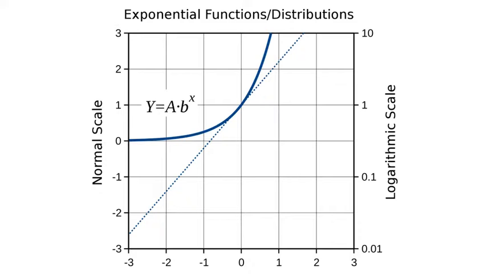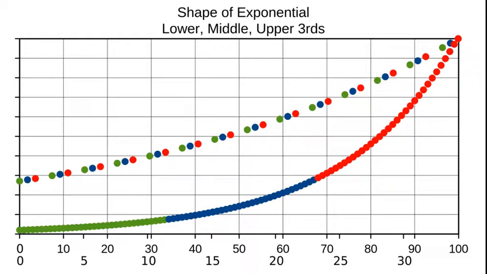A nice feature of the exponential function is that if you plot its vertical axis logarithmically, you linearize it, and that can give you a greater resolution of how it behaves over a range of values. Now, a second nice feature of the exponential function is that it is consistent in shape everywhere along the curve.